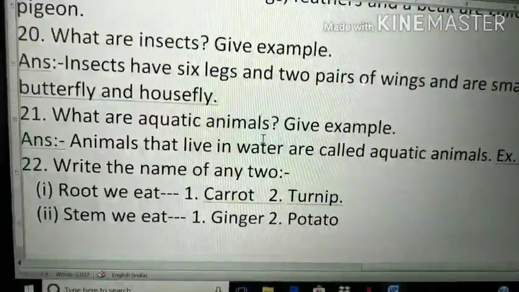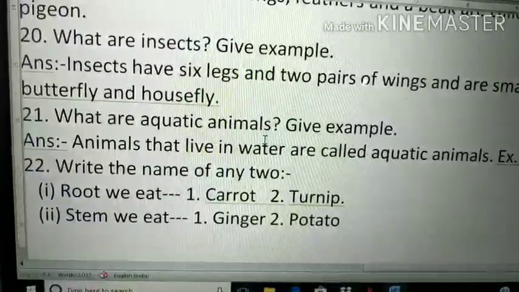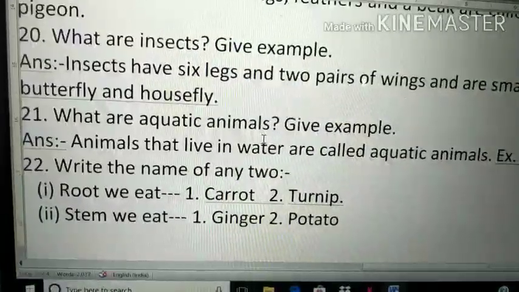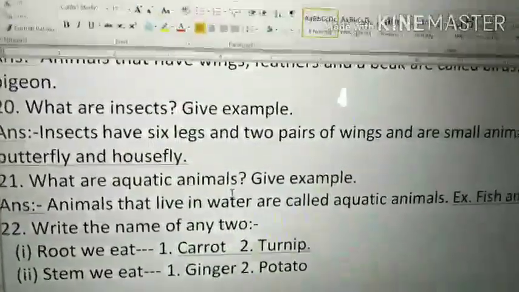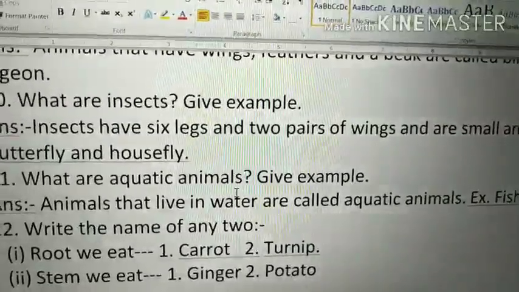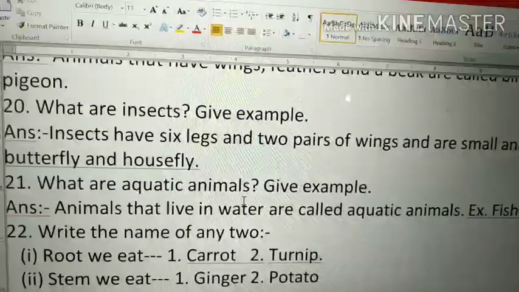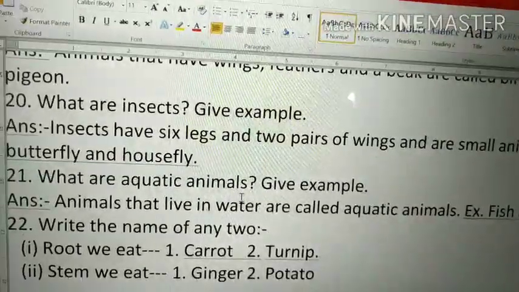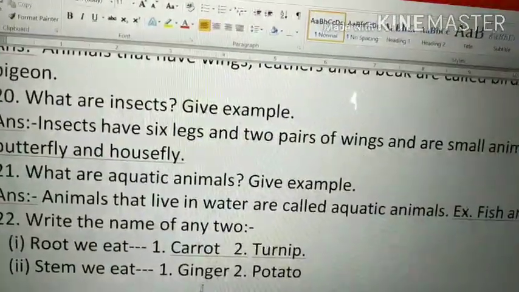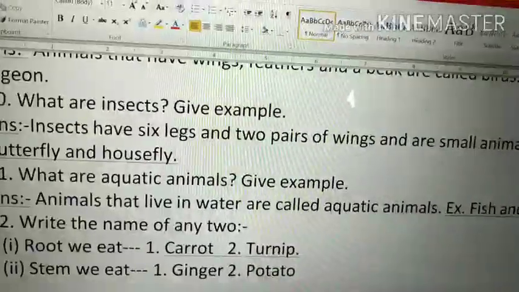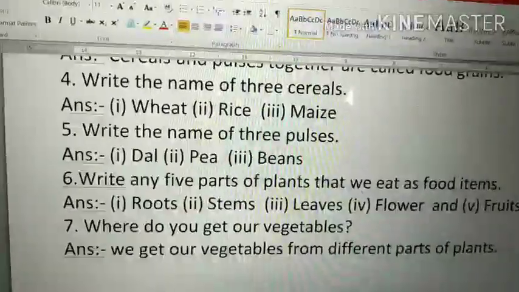What are insects? Give example. Insects have 6 legs, 2 pairs of wings, and are small animals. Example, butterfly, housefly.